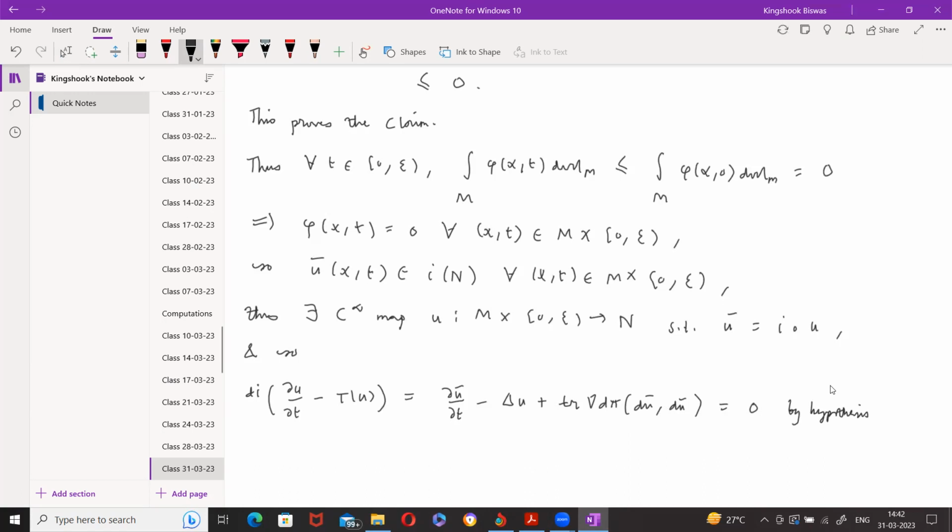But that means that d i of del u del t minus tau u is 0. But d i is injective, right? Because i is an embedding. So that implies that del u del t minus tau u is 0. Okay? All right. So that finishes the proof. Is this okay? Okay. All right.